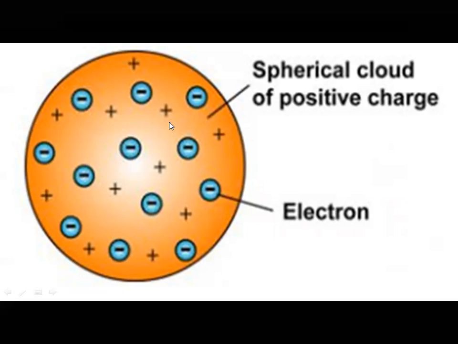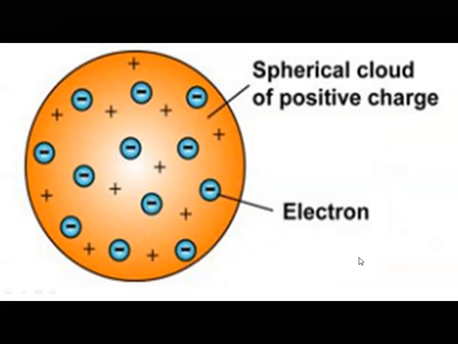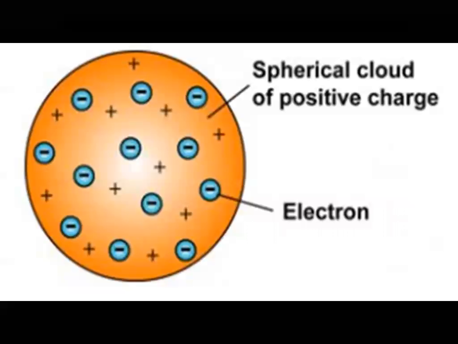So his conclusion was the mass of the atom was only because of the electrons. That was the only mistake Thomson made. So the drawback of Thomson's model: this model was able to explain the overall neutrality of an atom. No doubt it was able to explain overall neutrality, positive charge and the same amount of negative charge. But it could not satisfactorily explain the results of the scattering experiment carried out by Rutherford. Rutherford carried out an experiment, we'll discuss what it is. Thomson's model could not explain the results which he got.